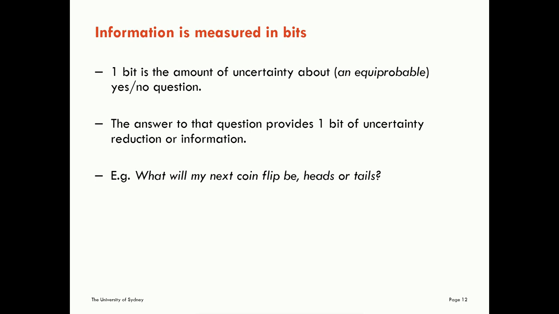So here the examples could be what's the result of my next coin flip, or what's the sex of the next person walking through the door. Once we know the result, that provides us one bit of uncertainty reduction to the one bit of uncertainty that we had about that question before we got the answer.